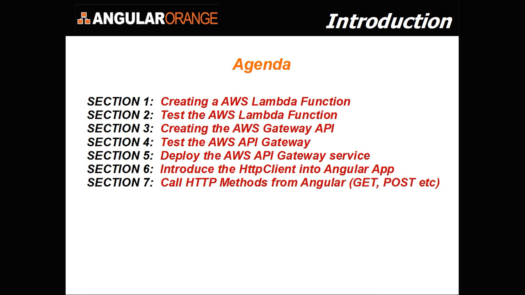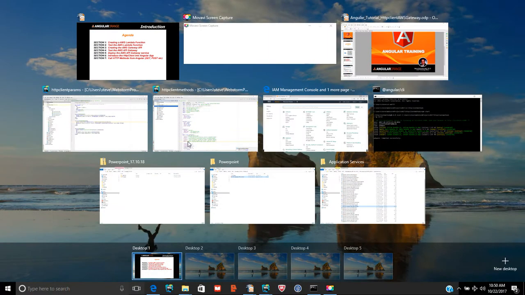Okay, so this is what we're going to do. We're going to create an AWS Lambda function. It's going to be Node.js. It's going to access DynamoDB, a NoSQL database, to go get a JSON object. We're going to test the AWS Lambda function. We're going to create the AWS Gateway API. We're going to test the AWS Gateway API. We're going to deploy that API service. And then we're going to introduce the HTTP client into an Angular app. We're going to call the HTTP methods from Angular, do a get, post, whatever, and then we're going to end the tutorial.